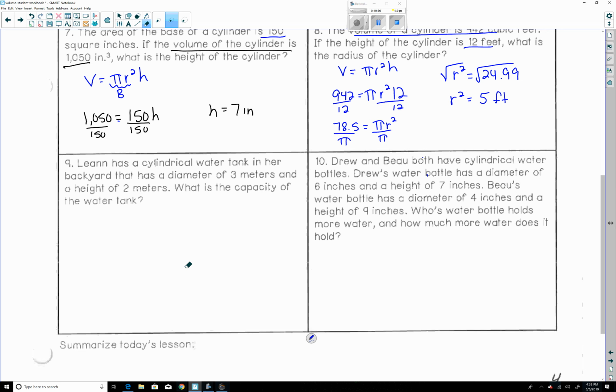So how do I summarize today's lesson? To find the volume of a cube, you take the area of the base and multiply it by the height. To find the area of the base, use pi r squared. To find the volume of the cylinder, use pi r squared times the height.